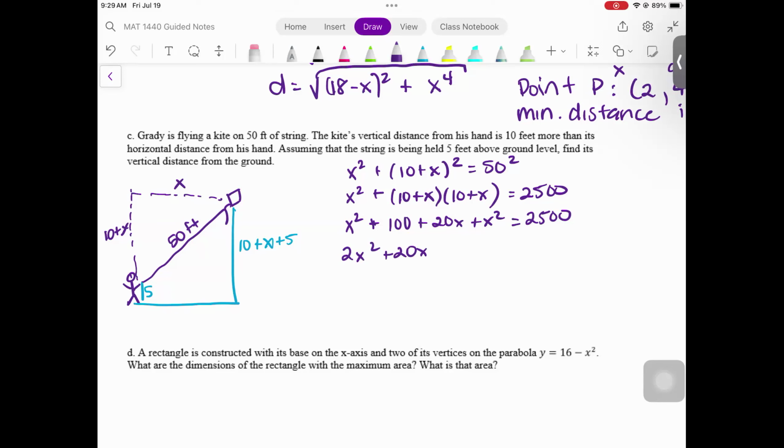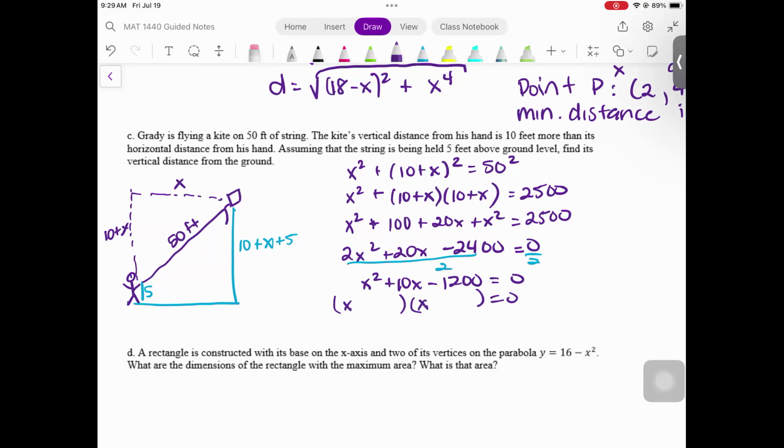And this becomes negative 2,400 equals 0. Now, I don't like dealing with this large of numbers. I do see a GCF of 2, so I'm going to divide both sides of this equation by 2, because 0 divided by 2 is still 0. So now I've got x squared plus 10x minus 1200 equals 0, and these numbers are a little bit more manageable. I'm going to try to factor this.